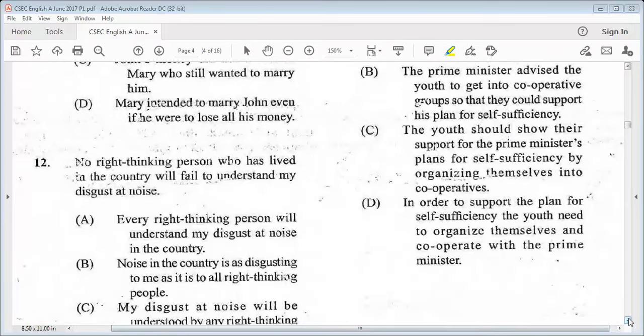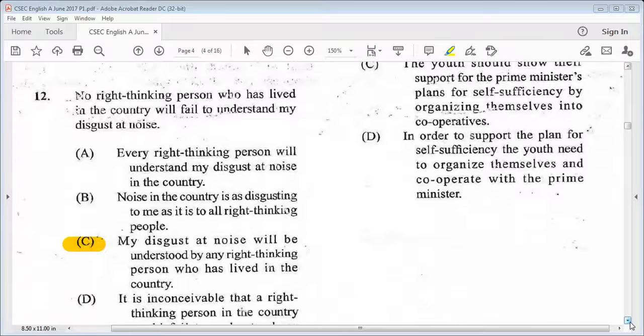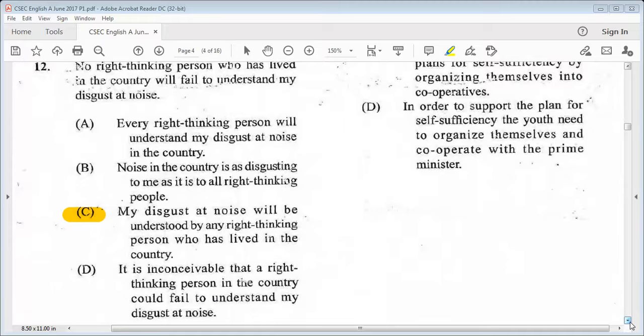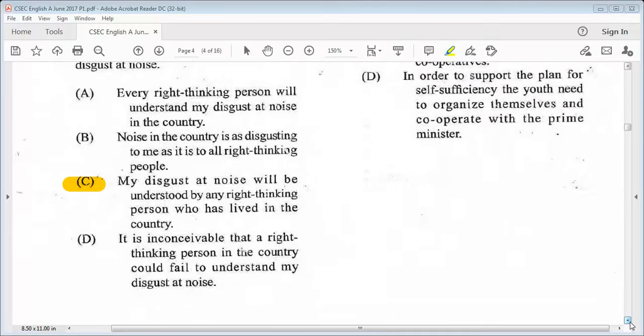No right-thinking person who has lived in the country will fail to understand my disgust at noise. The answer is C: my disgust at noise will be understood by any right-thinking person who has lived in the country. So that's the equivalent sentence. We're not changing the meaning, ensuring that we're sticking to the original sentence, what was said.